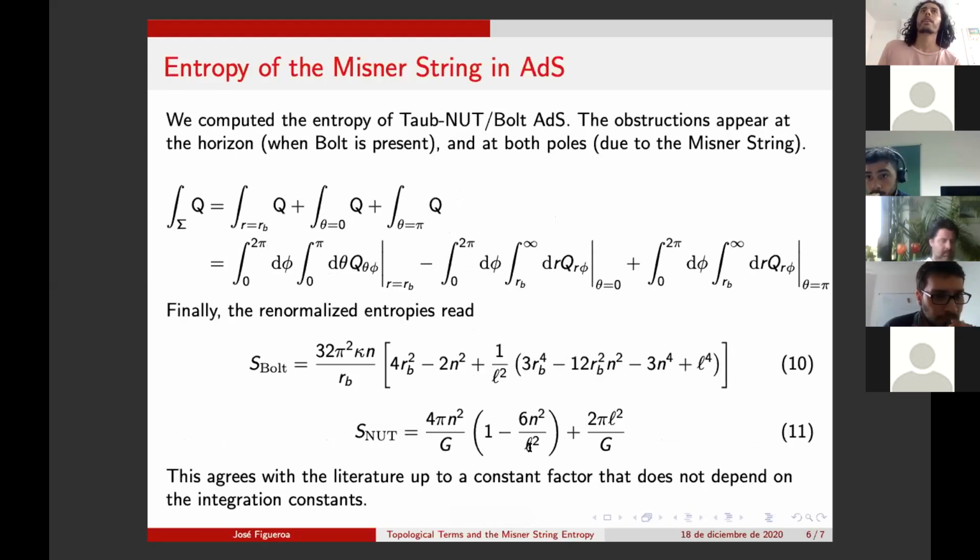Next, please. Then, using this approach, we computed the entropy of Taub-NUT-Bolt-AdS, with the obstructions that appear at the horizon and at both poles in the Misner string. So we integrated over these 3 surfaces, and we found the entropy as in equation 10 for Bolt and 11 for NUT. And it's interesting that it's a result that is consistent with the literature up to a constant, but that constant depends on the integration constant of the solution, and also doesn't modify the first law of thermodynamics because it's a constant. And that's it.